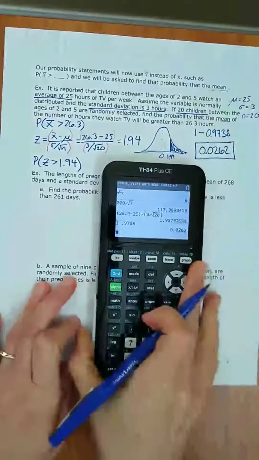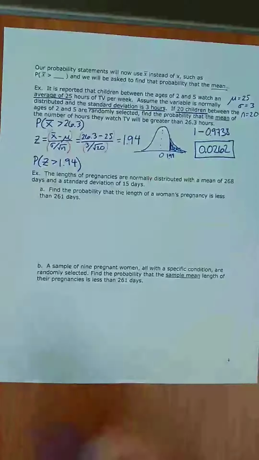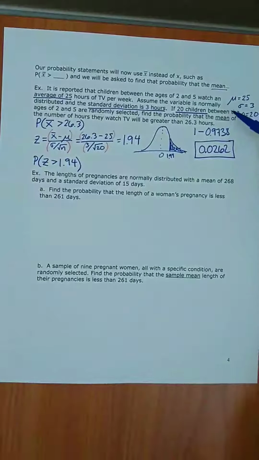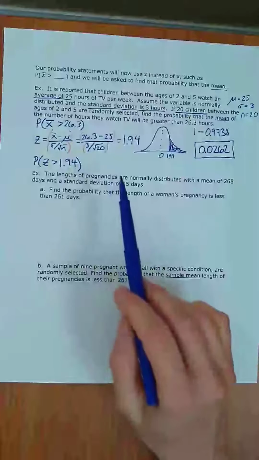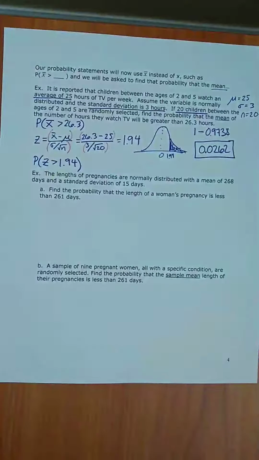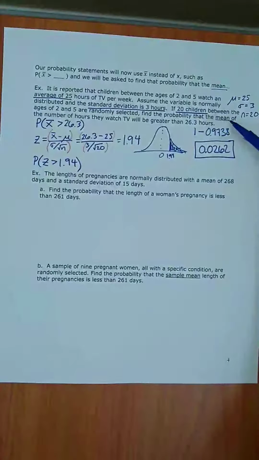Okay. So there's about a 3% chance that if you take 20 of these little kids, then their average is bigger than 26.3 hours. So this is working from the same 5-step process from section 7.2. I think it was page 9 in the notes. But we're working with X bar, a sample mean, a mean for a sample of 20 children. So we have the adjusted z-score formula.